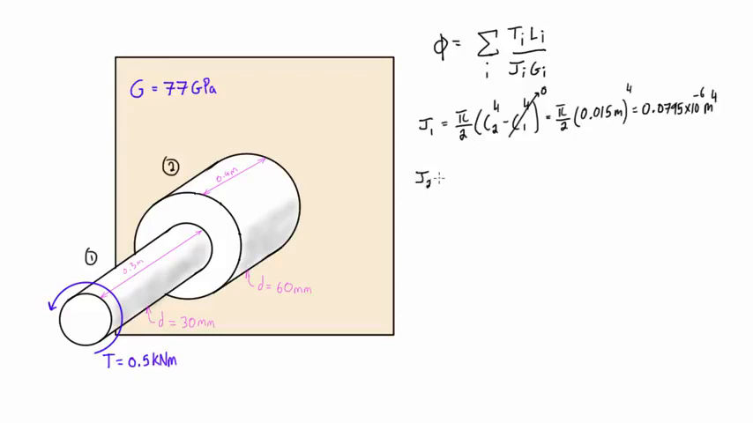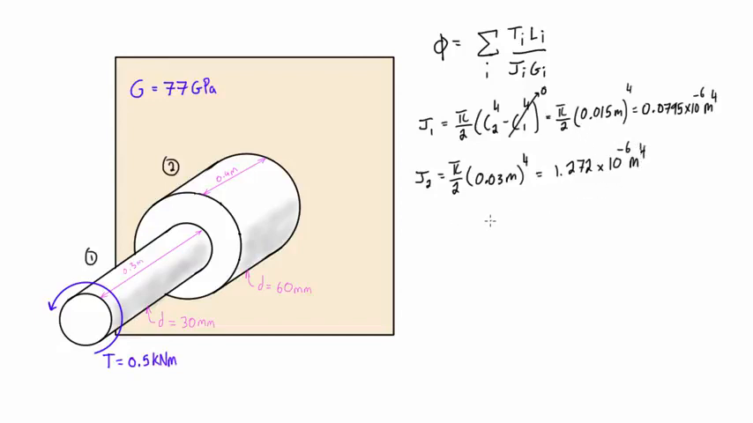For J2, we'll take the polar moment of inertia for section 2 here. We have pi over 2. It's a solid member, so we know that C1 is going to be 0, so we'll have just C2, which is the radius, so it's 30 millimeters, so we'll put that into meters, 0.03 meters to the power of 4, and that's going to give us 1.272 times 10 to the minus 6 meters to the power of 4.